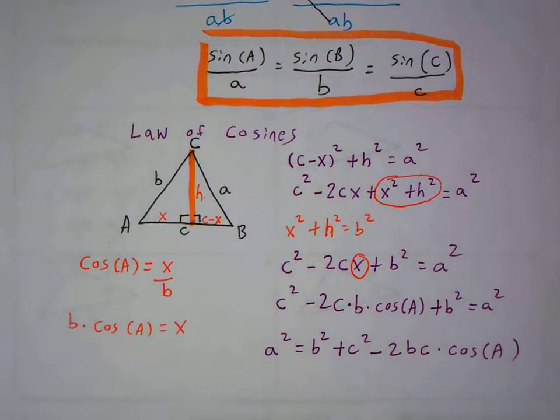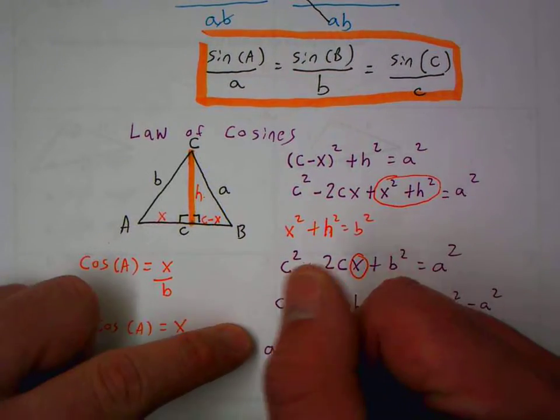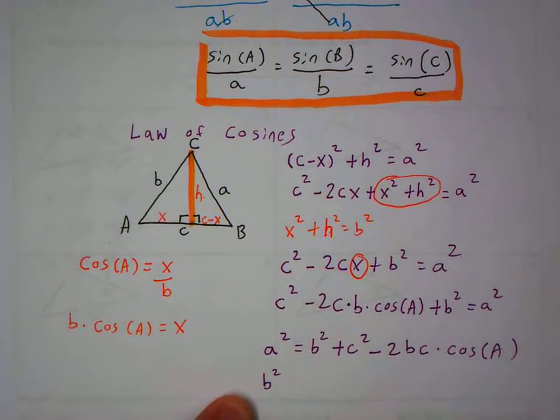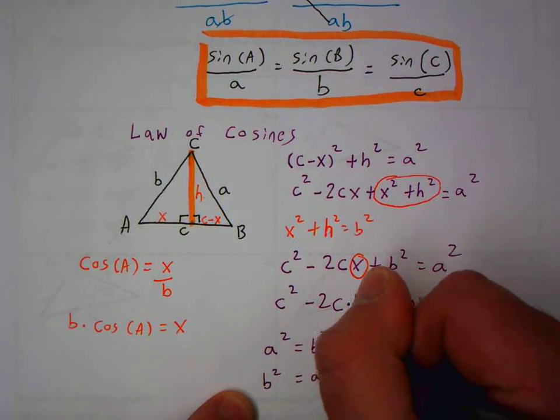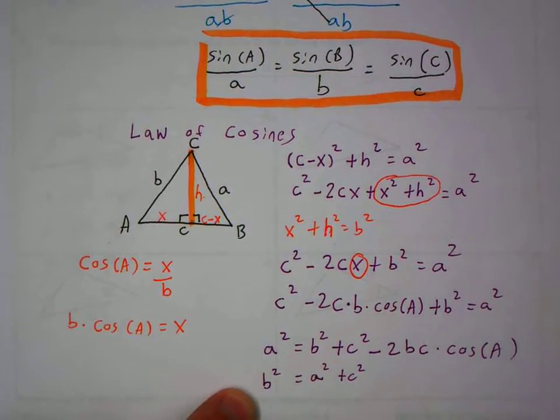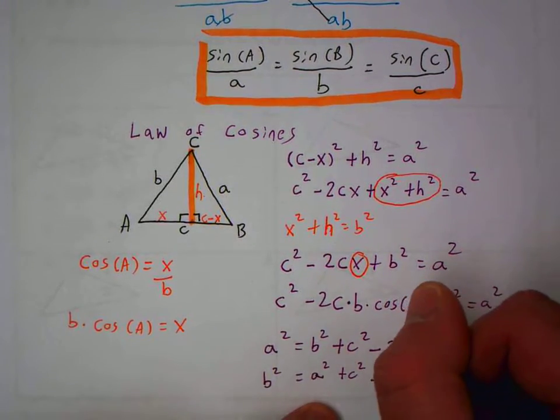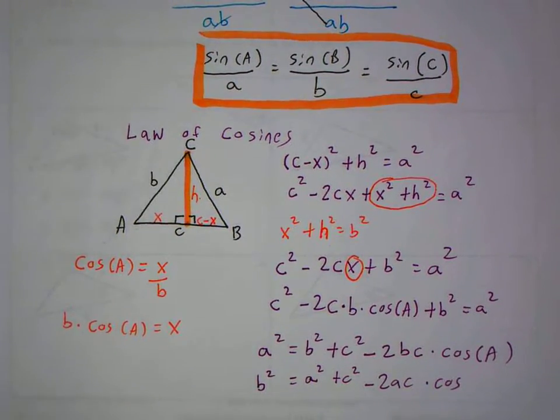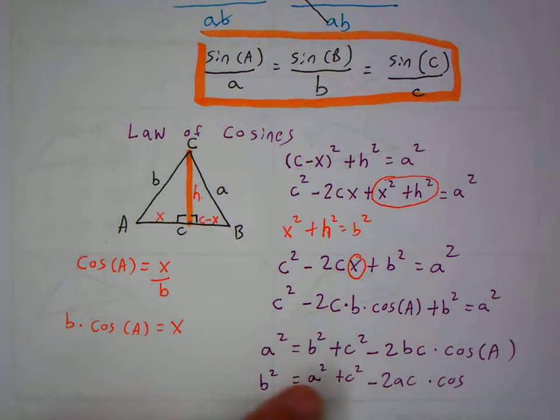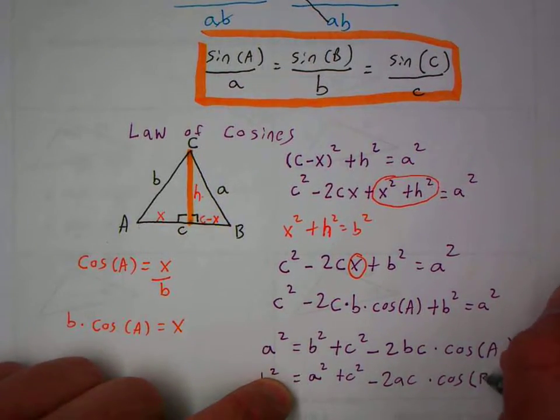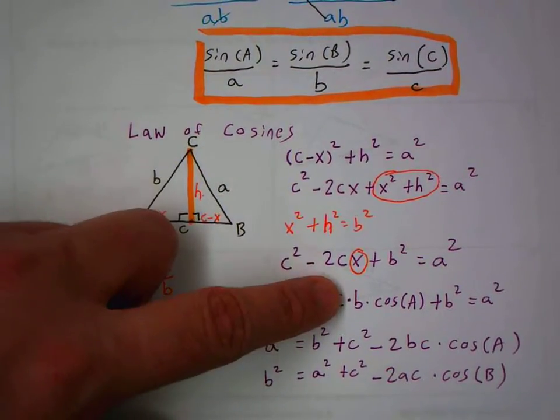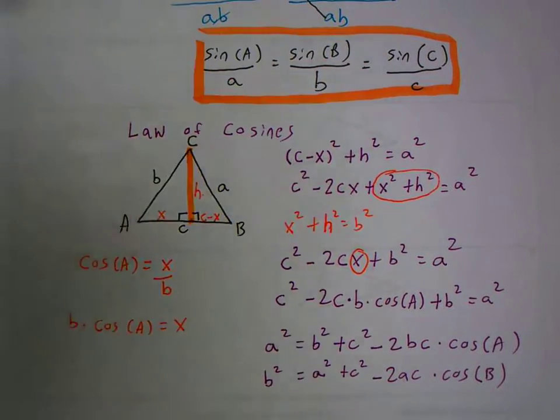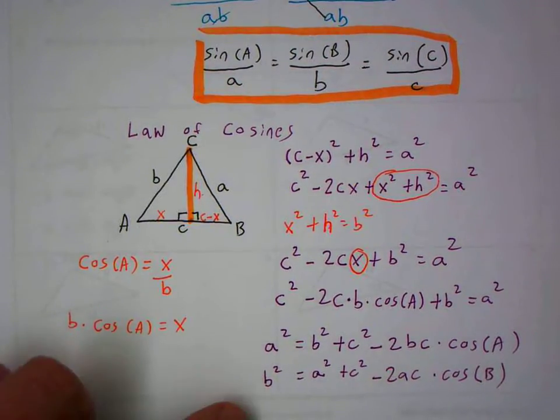And if I did this 3 more times, you would also find other formulas. You would find that B squared equals A squared plus C squared minus 2AC times cosine, what do you think the end is going to be? Yeah, cosine of angle B. If I did all of this work again, and I just changed the letters, I would get that. And then what do you think C squared equals?